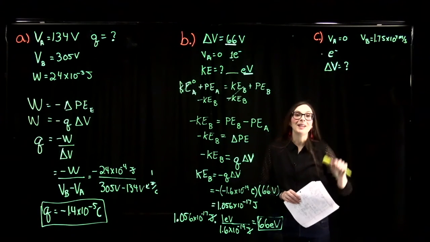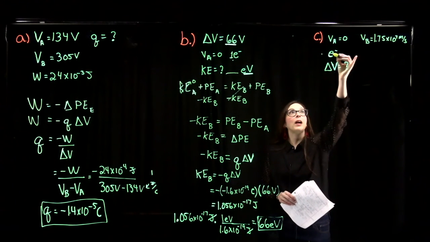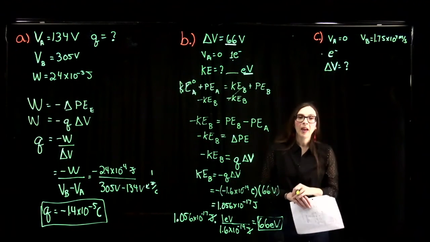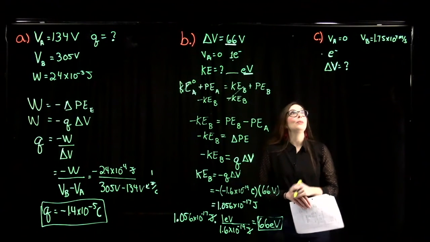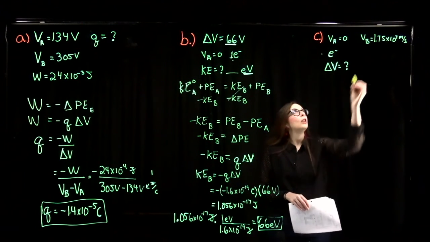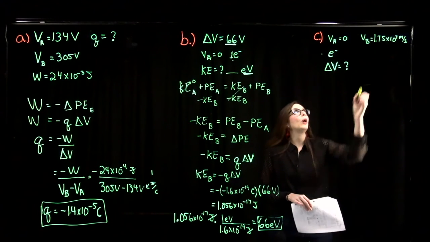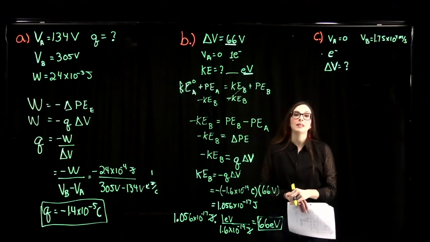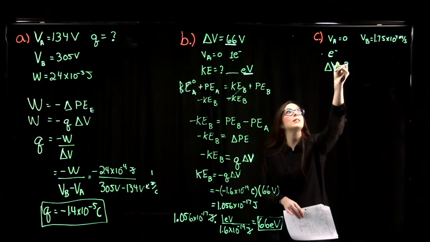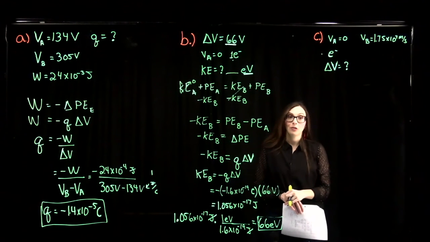For problem C, we have an electron, which I'll remind myself of by denoting it here with e minus. Our electron is accelerated from rest, an initial velocity of 0 meters per second, to a final speed, which I'll call v sub b, of 1.75 times 10 to the 7 meters per second. Through what potential difference, here I'll call that delta V, did our electron travel?